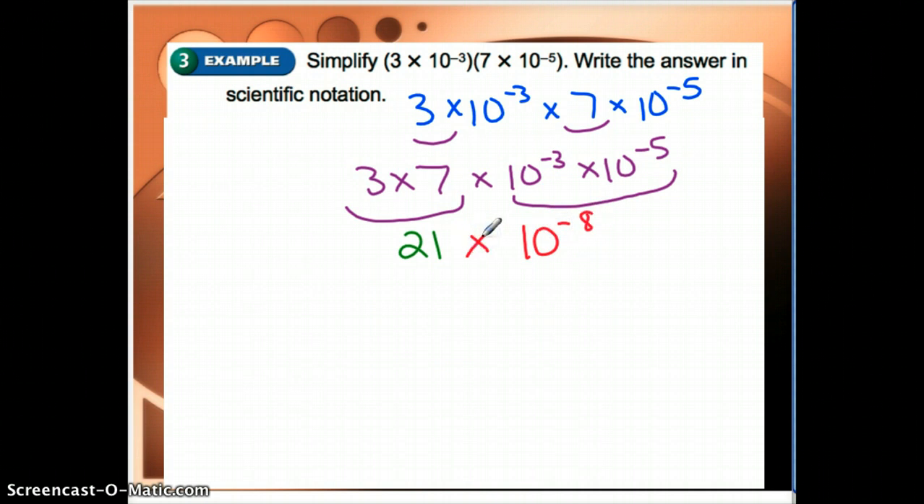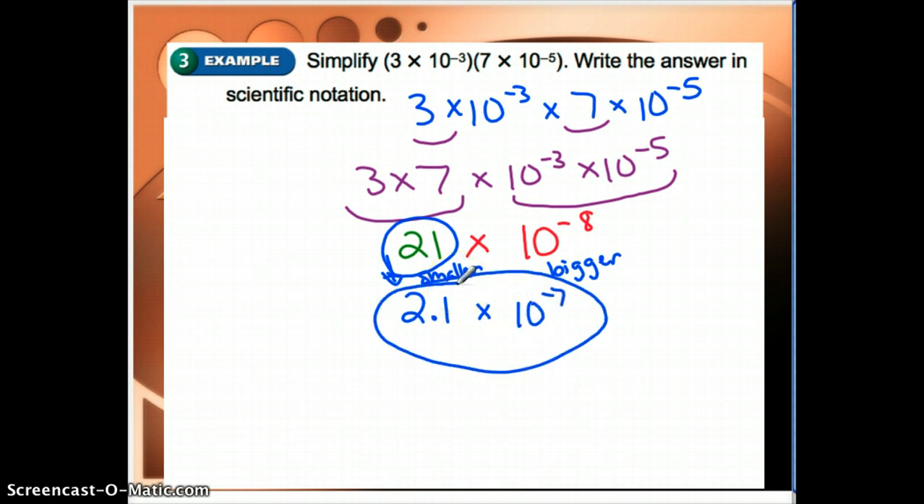So I have 21 times 10 to the negative 8, but I am not done. And the reason why I'm not done is because 21 is not in between 1 and 10, so this is not in scientific notation. So if I rewrote this, that 21 I would rewrite it as 2.1. So I want you to notice, look, I made this number smaller, and I made it smaller 1 decimal place. So I need to make this number bigger. Right now it's 10 to the negative 8, so if I make it 1 bigger, the decimal place moved 1 time, it's going to be 10 to the negative 7.